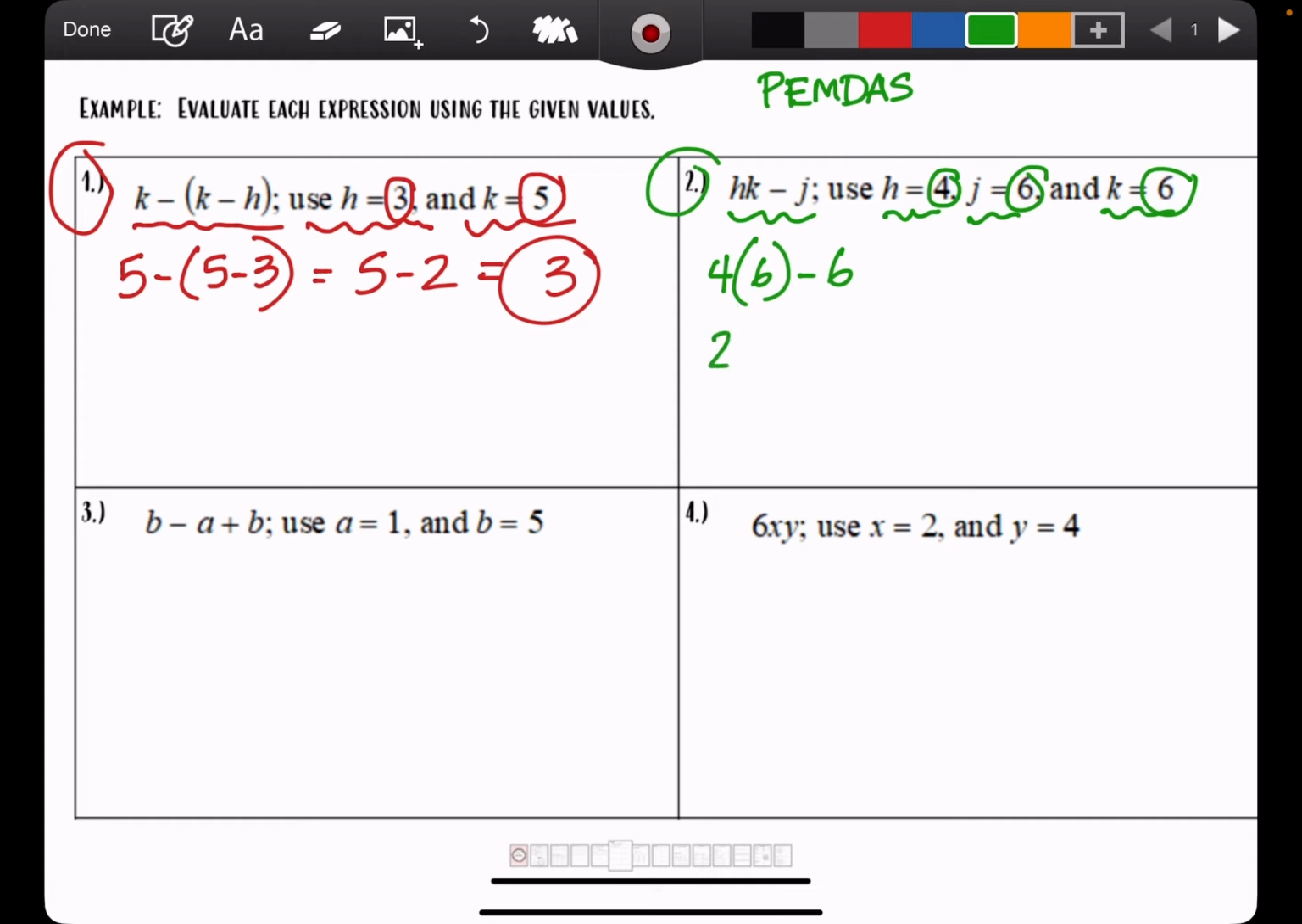So that's 24 minus 6 now. The last thing to do is subtract, because that's all there is left. And 24 minus 6 we know is 18. And that's it for number 2.